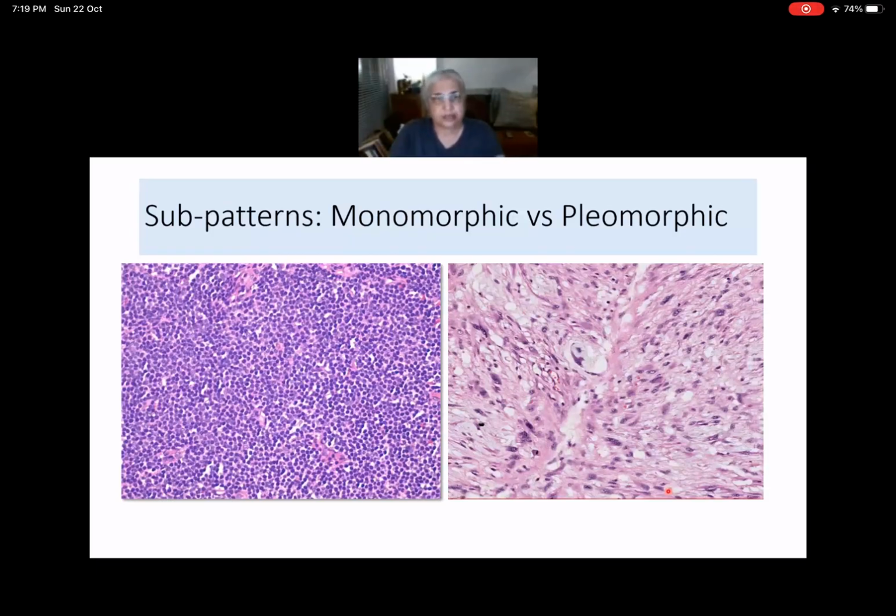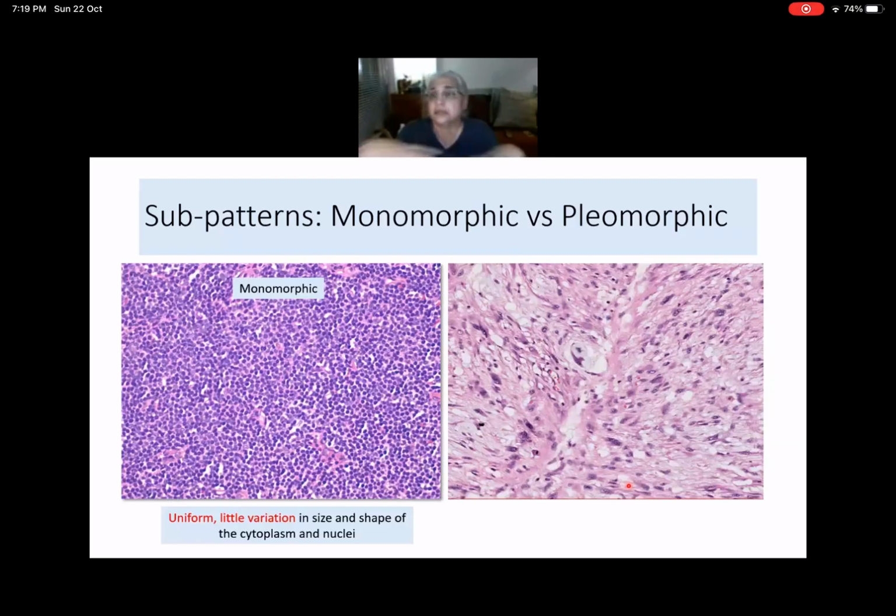The one on the left is small blue cell, monomorphic. Yeah, uniform, little variation in size, shape, cytoplasm or nuclei. This is monomorphic. But you don't only get monomorphic tumors that are small and blue. You can get lots of monomorphic tumors, right?